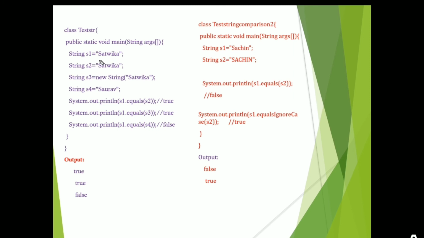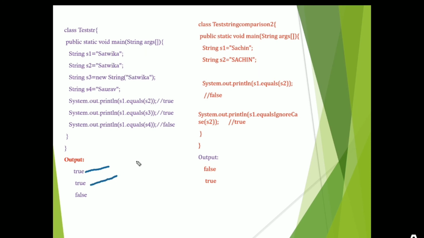Both are the same, the first letter is capital, and so it returns true. And s1.equals(s3): s1 and s3 are compared, and both are equal. S is capital, A is the same, T is the same, W is the same. So it also returns true.